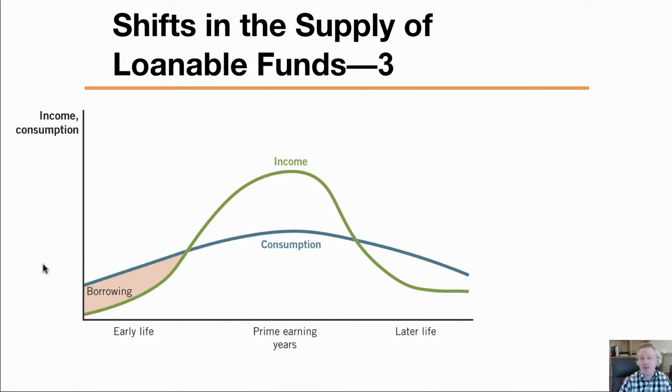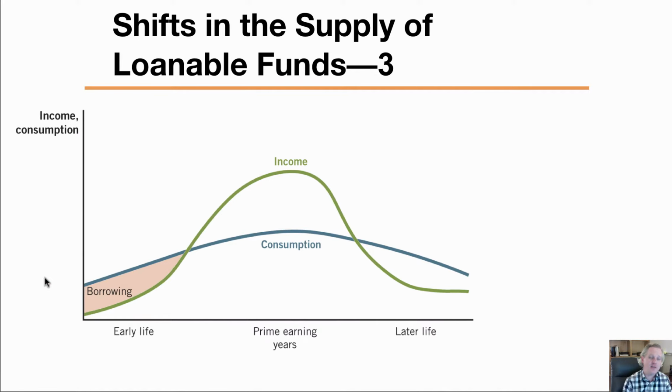That could be student loans. That's a really big aspect of this borrowing early in life in our economy these days, as there's a lot of borrowing to fund your living expenses and tuition in early life. And then this area is your savings.